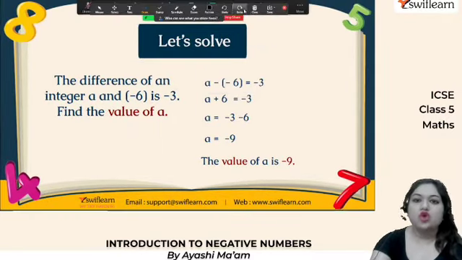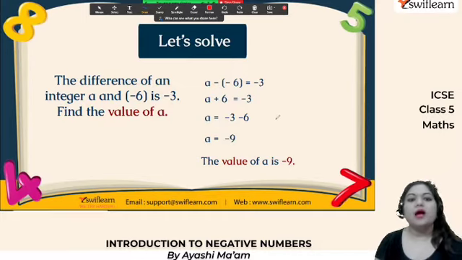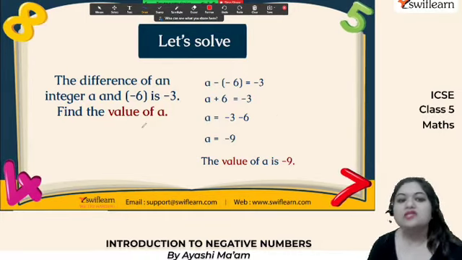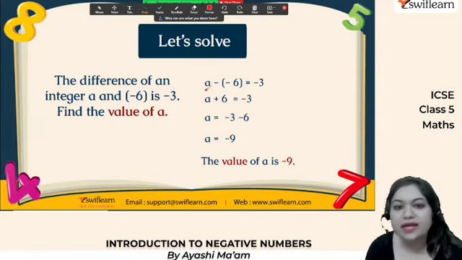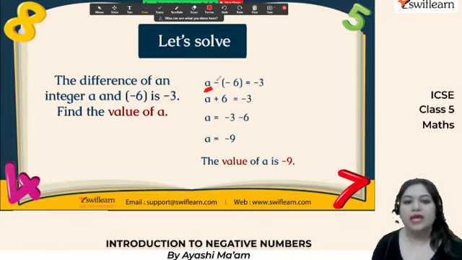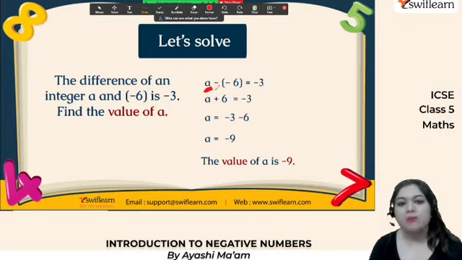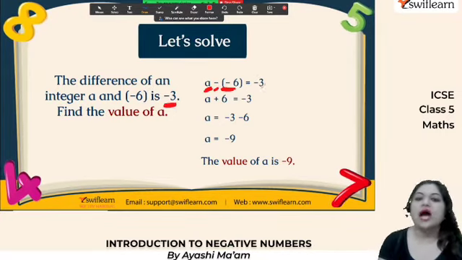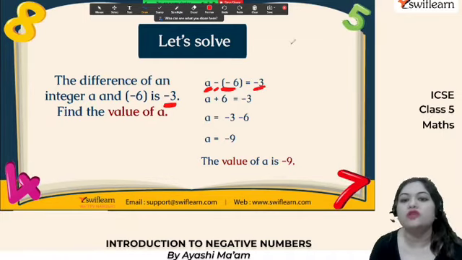Now let's try to solve a problem. What is the problem? The difference of an integer and minus 6 is minus 3. Difference means what? Subtraction. So let that integer be a, and difference means minus, and another integer is minus 6, and the answer is given to you. The answer is minus 3. So we need to solve it. How can you solve it?